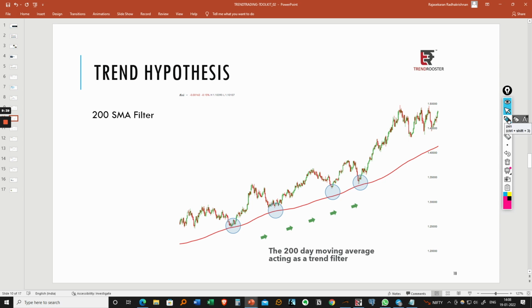Same thing for 200 SMA. It is also popularly known as a 200-day moving average. So it is pretty laggy. It's lagging, actually too much lag.